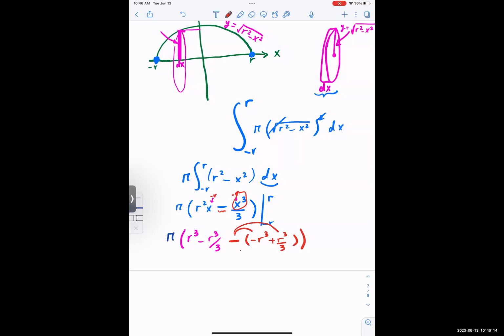So this is going to be positive r cubed, and that is going to be negative r cubed over 3. So r cubed and r cubed is 2r cubed minus 2r cubed over 3. So that's pi times r cubed plus r cubed is 2r cubed minus 2r cubed over 3. Getting a common denominator, 6 minus 2 is 4r cubed over 3 times pi.